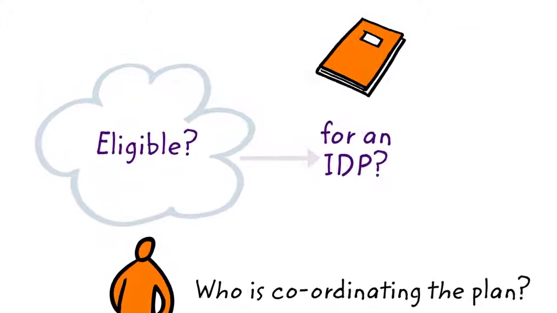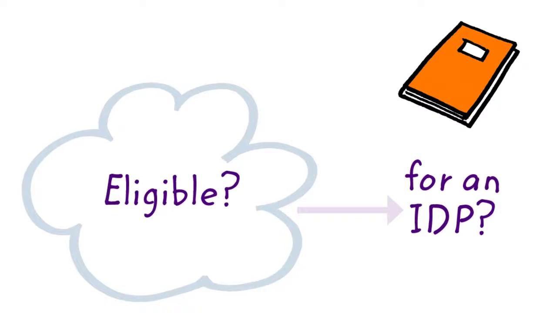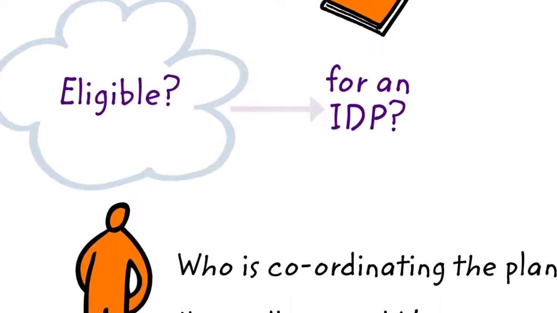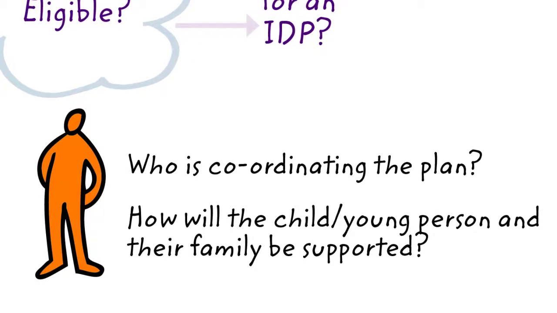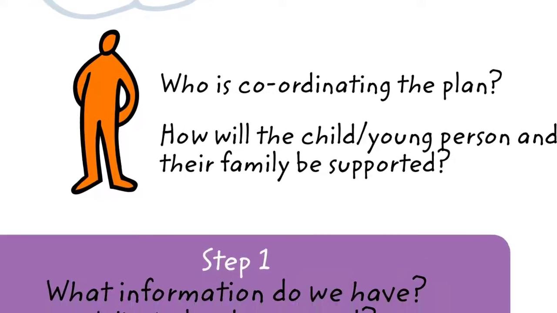Before you get started, you need to establish whether the child or young person is eligible for an IDP, and then think about who's going to coordinate the plan and how they'll support the child or young person and their family to be fully involved throughout the process.